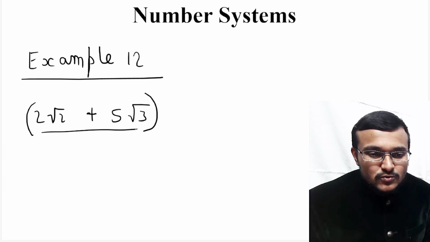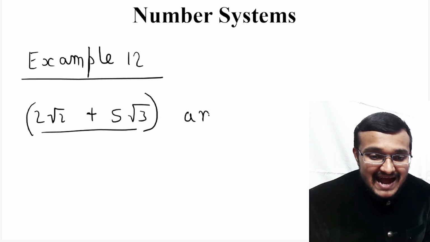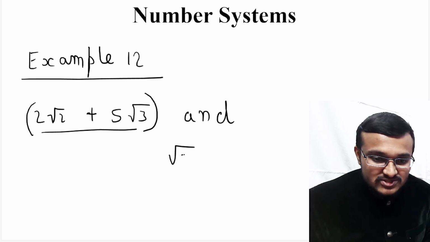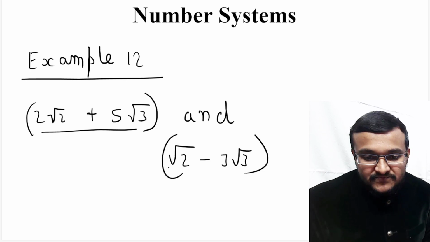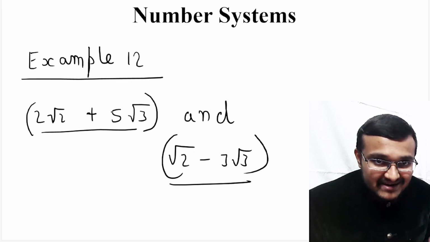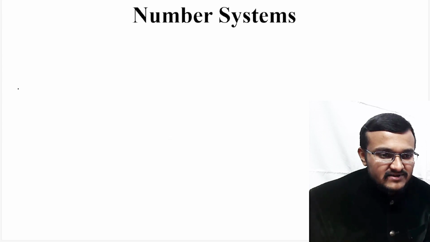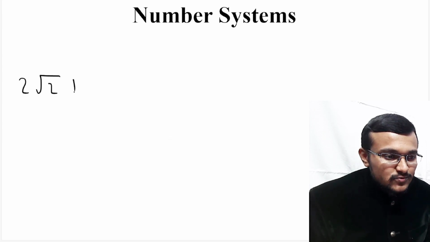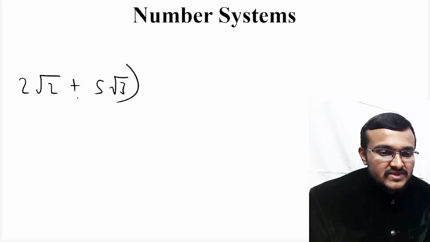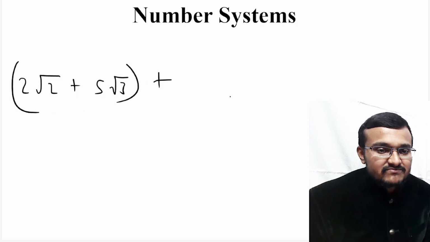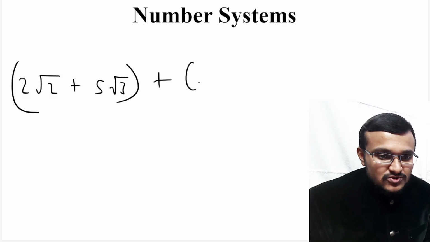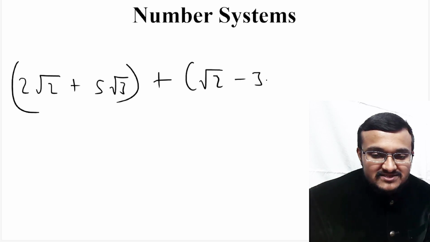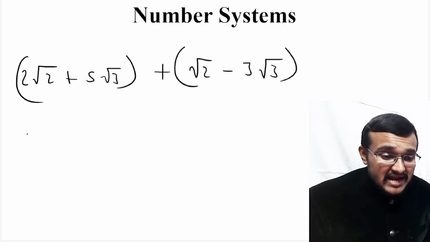One is 2 root 2 plus 5 root 3 and they have given one more, that is root 2 minus 3 root 3. So these two you have to add together. So let us try to add 2 root 2 plus 5 root 3 plus, so always remember you should put a bracket before removing the bracket. So plus root 2 minus 3 root 3. Now you can remove the brackets.